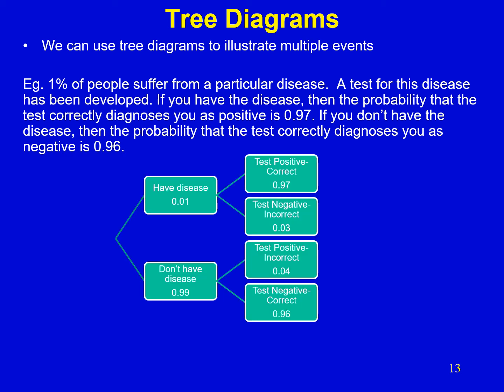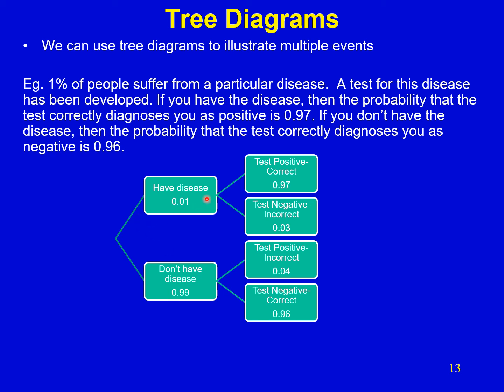So showing this on a tree diagram. You either have the disease or you don't have the disease. So this is shown by these two branches here. And we know that 1% of people have the disease, so we can put a probability of 0.01 here. And therefore we know the probability they don't have the disease is 1 minus 0.01, which is 0.99.